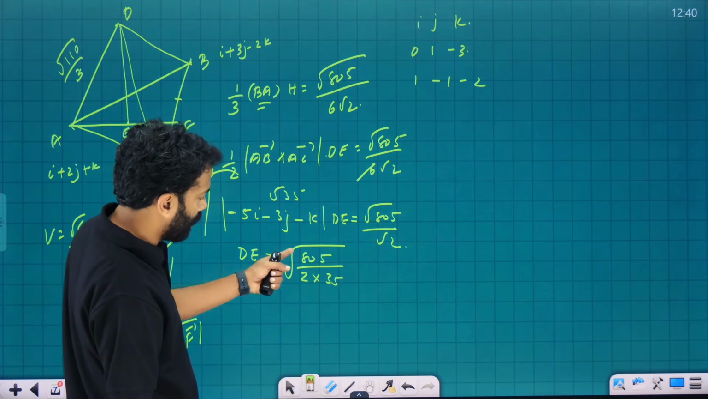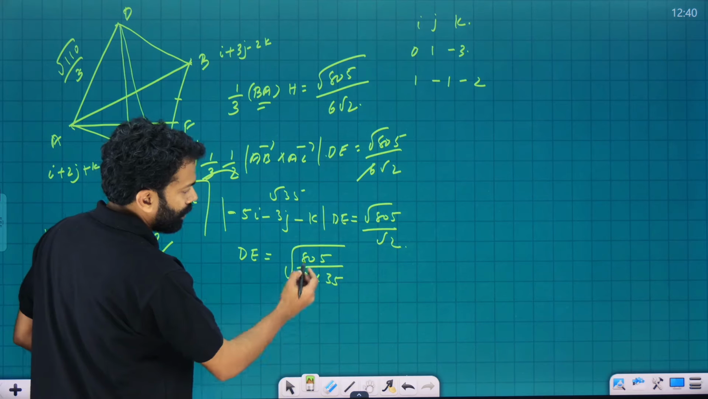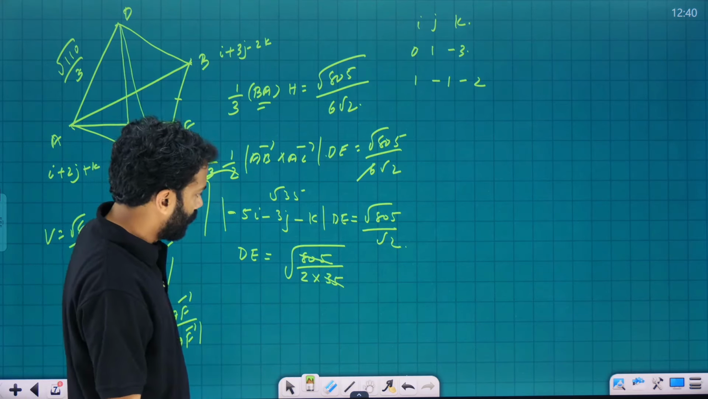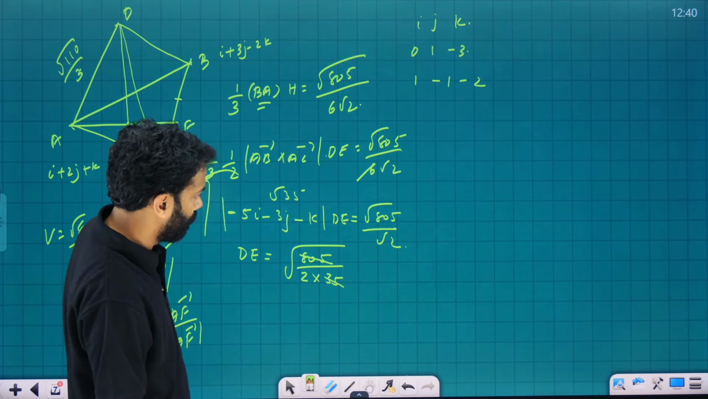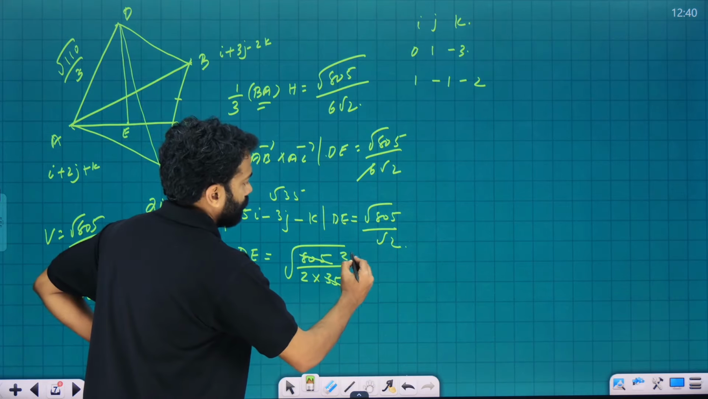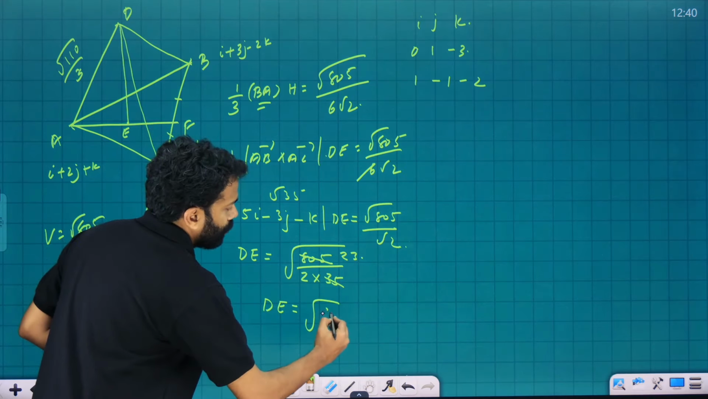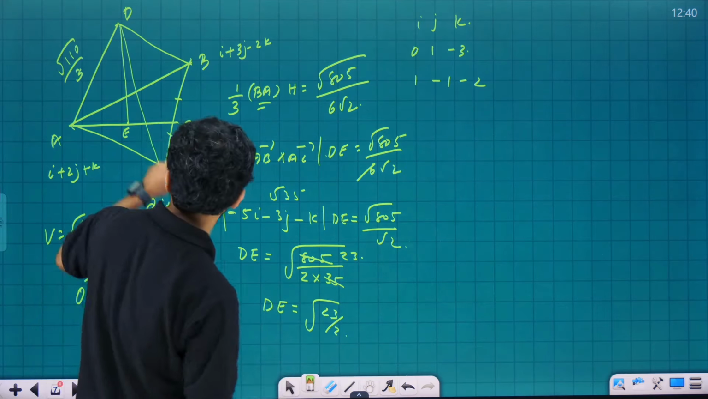I think it can be divisible. It will be divisible by 35. 35 times 20 is 700. That is 23, right? Yeah, 23. That is D is equal to what? Root of 23 by 2. Okay, we got D.